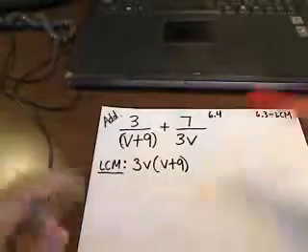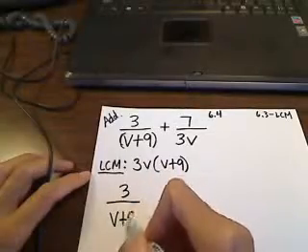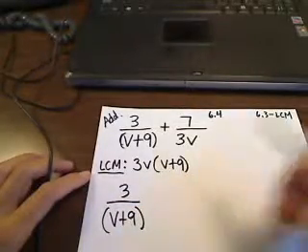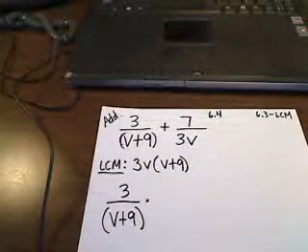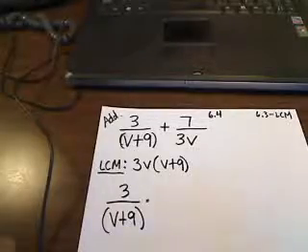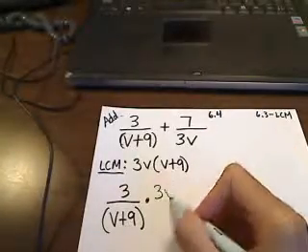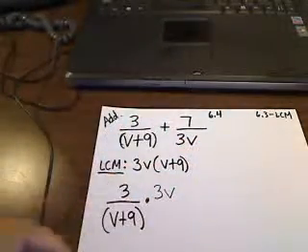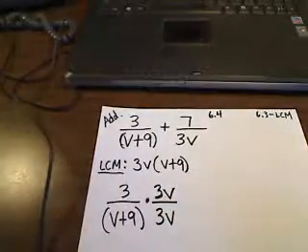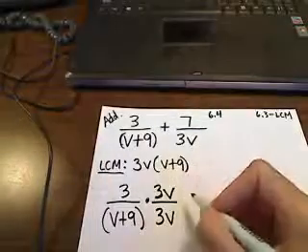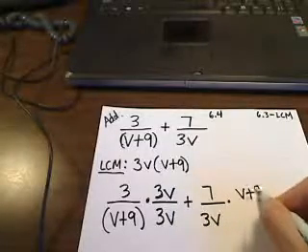So I'm going to take this first fraction here, this 3 over v plus 9, and I'm going to multiply it by what's missing, and it's missing the 3v. Oh, you can't see that. Trying to show you in a different color here. See if green shows up. Not really. Oh well, I'll just stick with black then. So multiplying top and bottom by the 3v. And then this second fraction here is missing the v plus 9. So I'm going to multiply top and bottom by v plus 9.